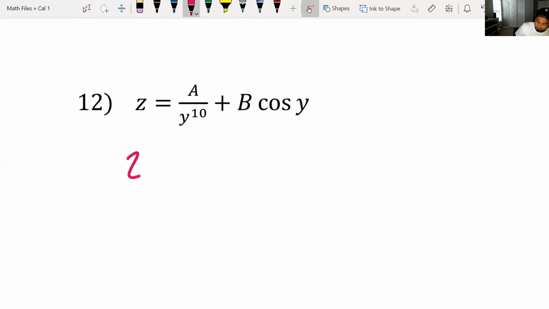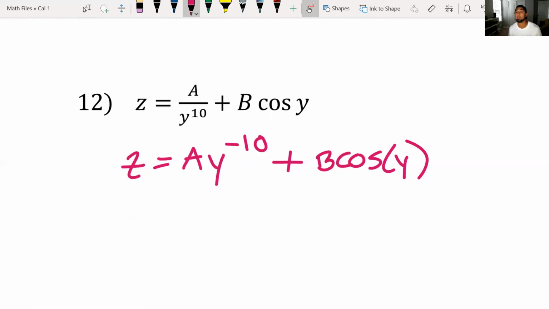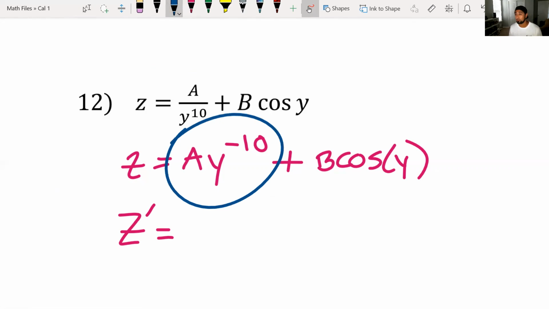z equals a over y to the 10th plus b cosine y. All right. So before we begin, we're going to have to rewrite a over y to the 10th. And all we're going to use is the negative exponent rule, meaning we're going to take y to the 10th, flip it up. So we'll get z equals a times y to the negative 10 plus b times cosine y. Okay, we are now ready for the derivative, and to play with notation again, I'm just going to call this one z prime.